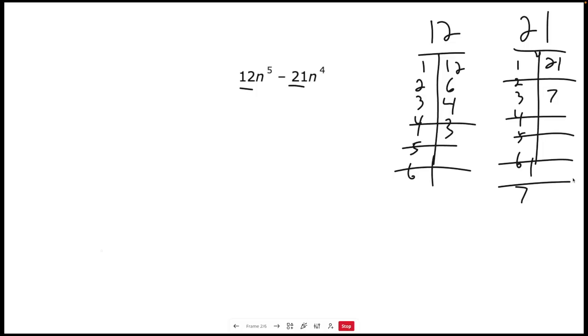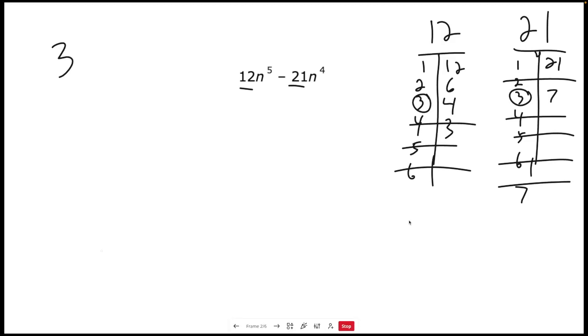Now, out of these lists, again, we're looking for the greatest common factor. What is the greatest factor that is on both lists? The answer to that is 3. There's a 3 here and a 3 here, it could be on either side, that doesn't matter. So we know we're going to use the 3.